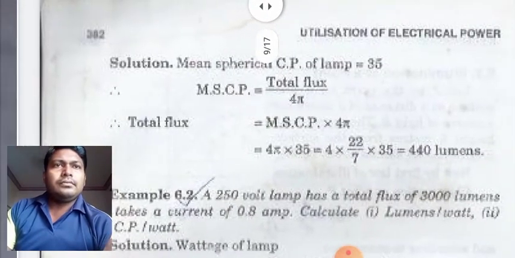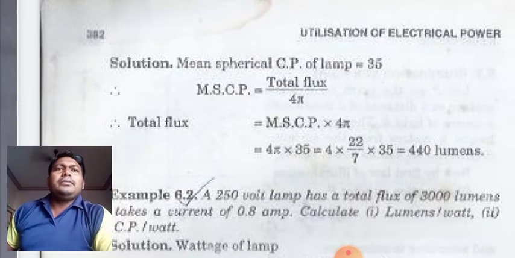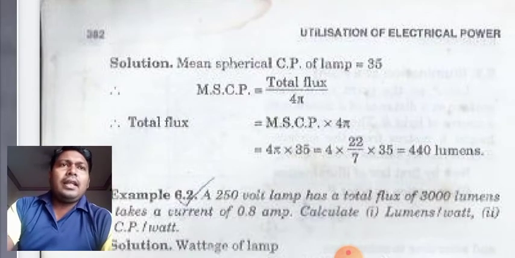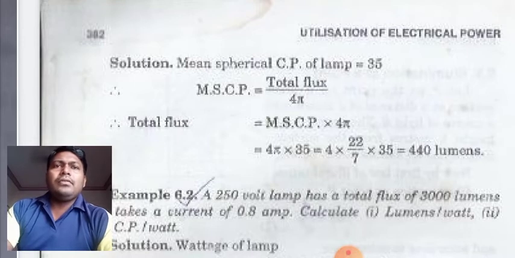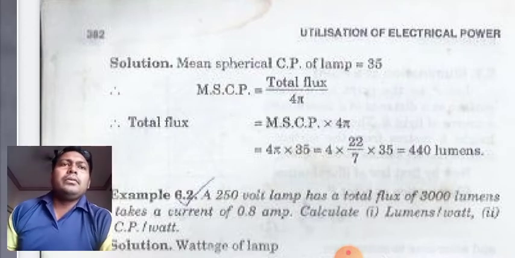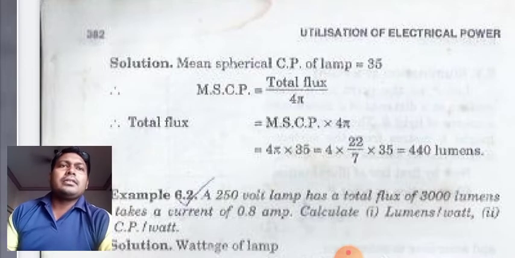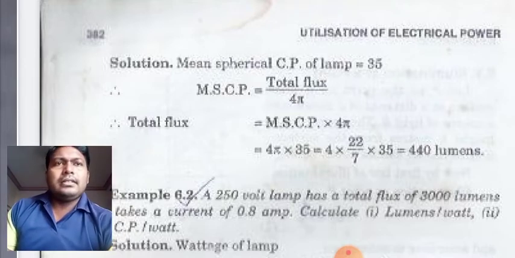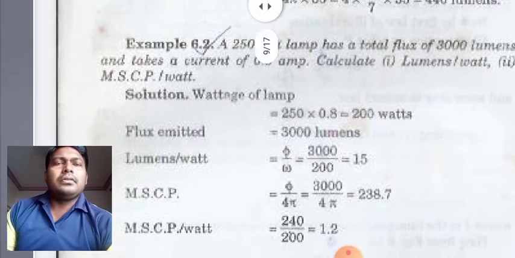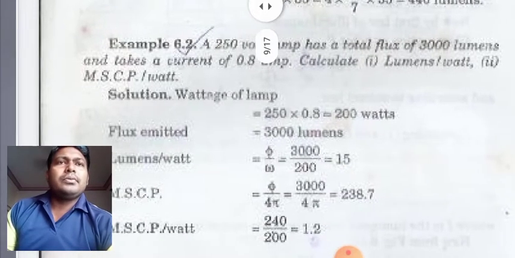Now the solution. Mean spherical candle power of lamp is equal to 35, and the formula for MSCP is total flux divided by 4 pi. So the total flux will be equal to MSCP into 4 pi. You just have to multiply 4 pi with the mean spherical candle power of the lamp. So it will be around 440 lumens. Right, this was a very simple problem, and there is a similar type of question, 6.2.